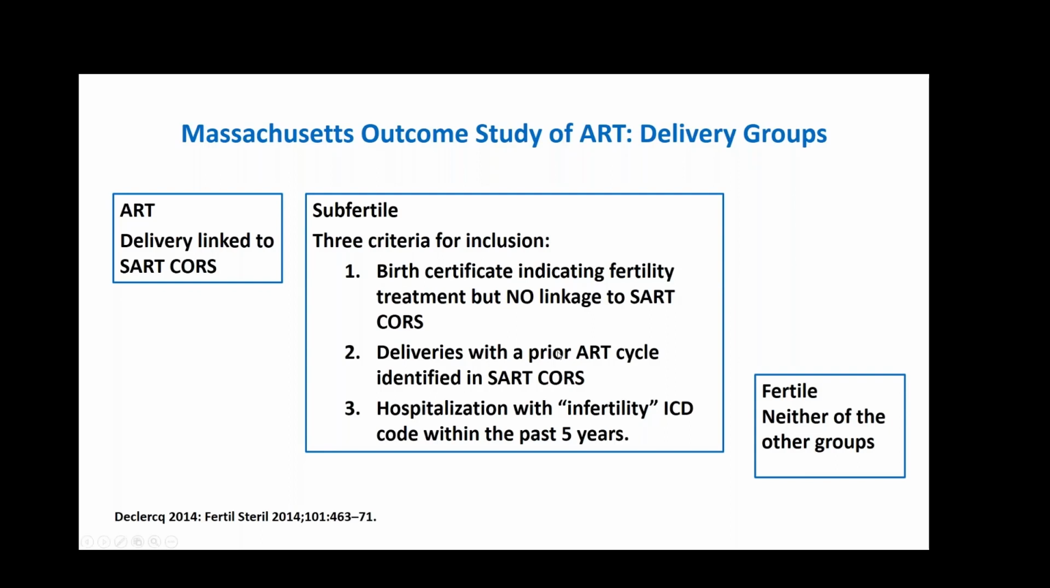Deliveries with prior ART identified in SART-CORS, in other words, an index delivery to a woman who had a prior ART cycle, or hospitalization with an ICD code for infertility within the 5 years prior to the index delivery. And we compared this subfertile group to ART deliveries and to a fertile group, which included women who were in neither the ART nor the subfertile group.